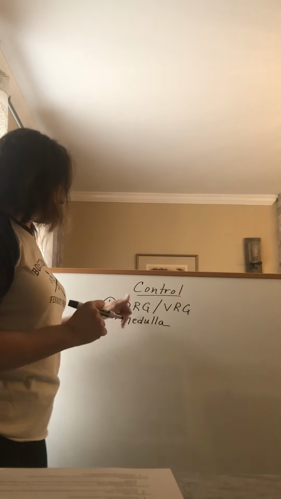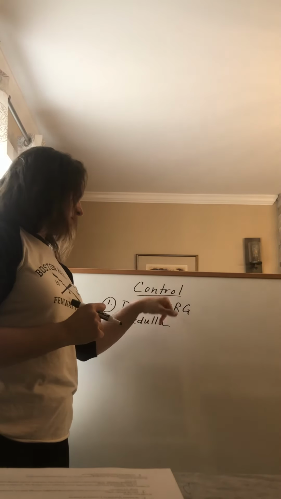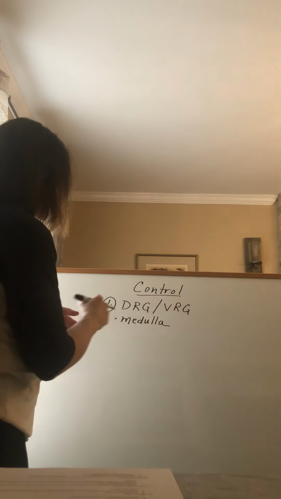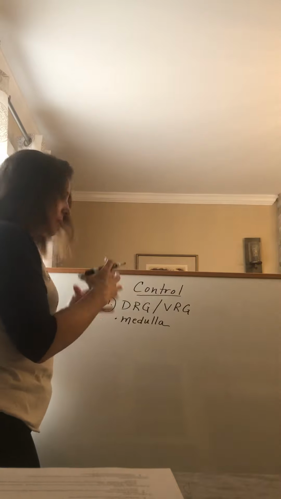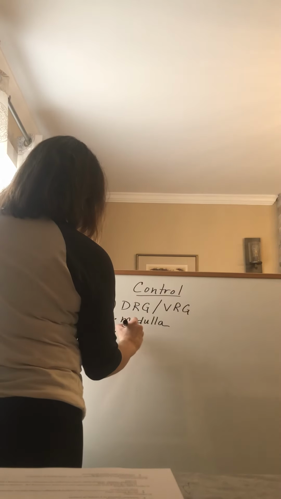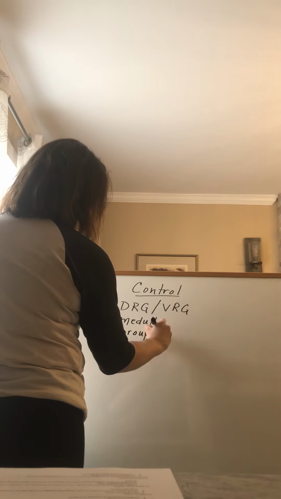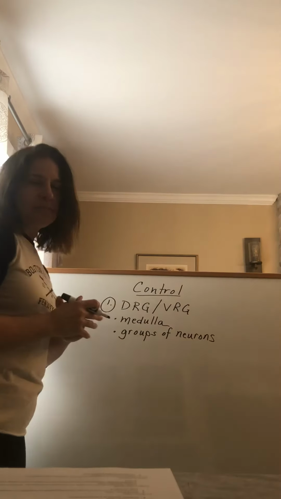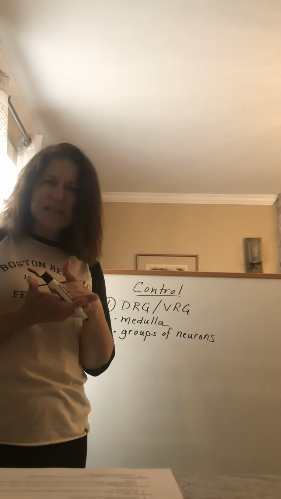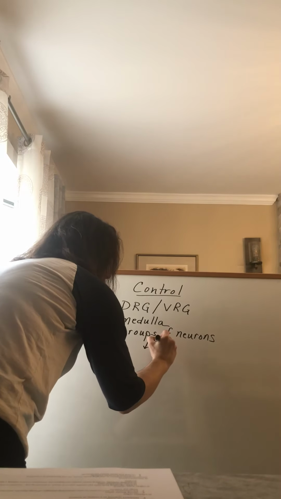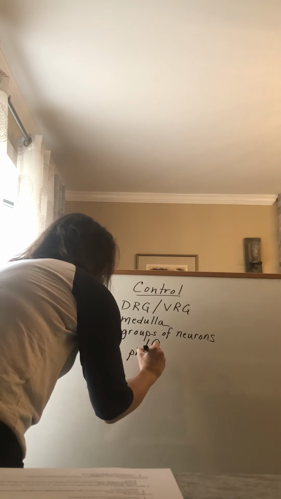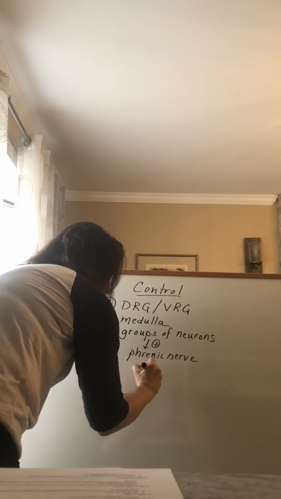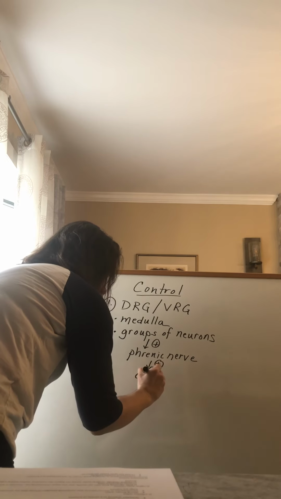The DRG is the dorsal respiratory group, and the VRG is the ventral respiratory group. You have to remember the terms dorsal and ventral from A&P 1. So this is located globally in the medulla. These are groups of neurons that have the capability of stimulating our phrenic nerve, which in turn will stimulate your diaphragm. The little plus sign we're just using to indicate stimulate.